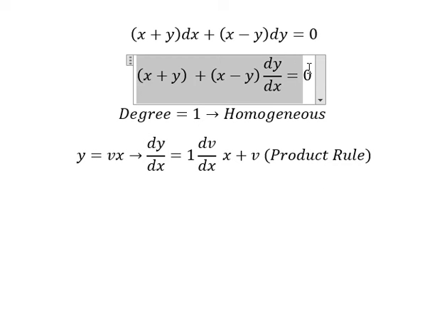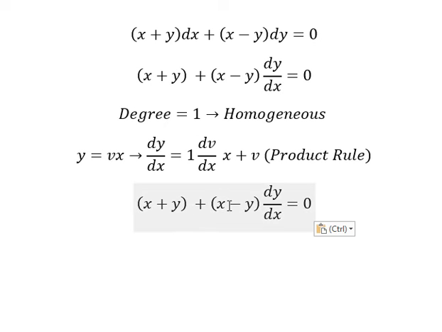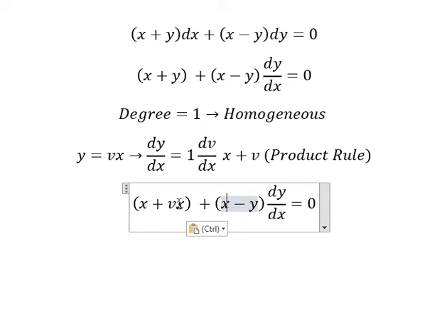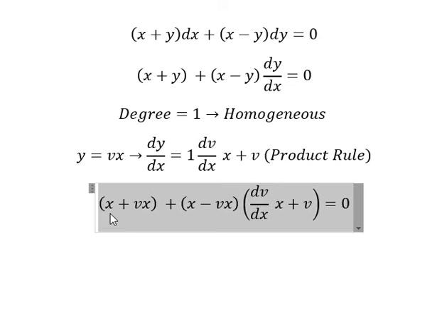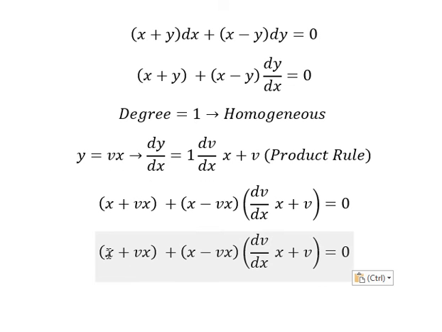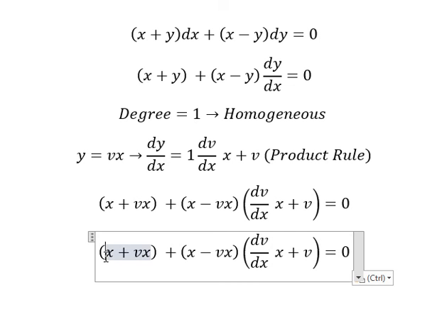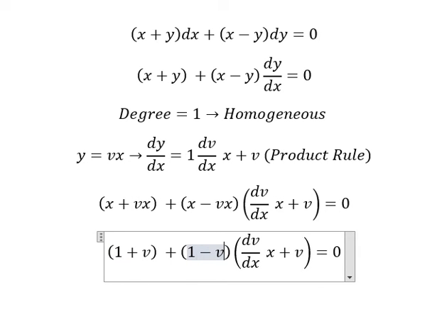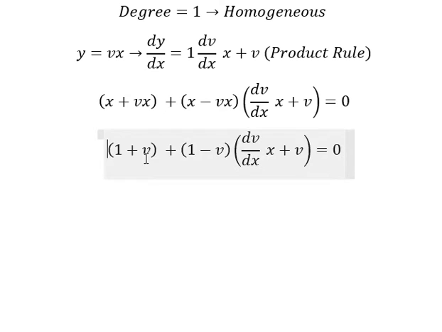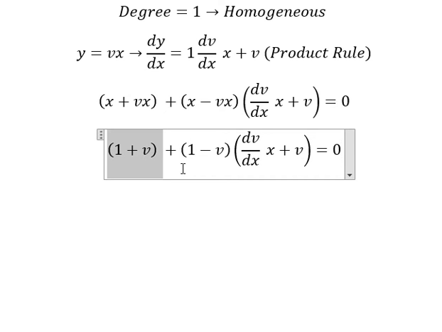So for this one, we need to change y into vs. This one we change by this one. Next, we simplify s for both sides. Next, I will put this one go to here and we divide both sides by 1 minus v.